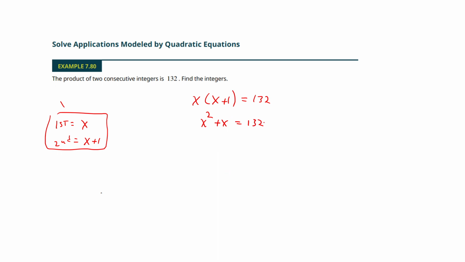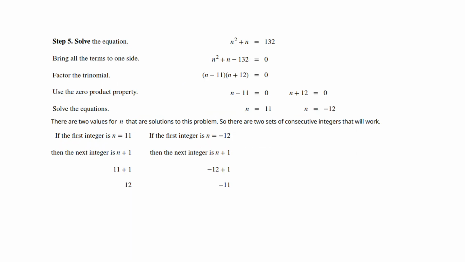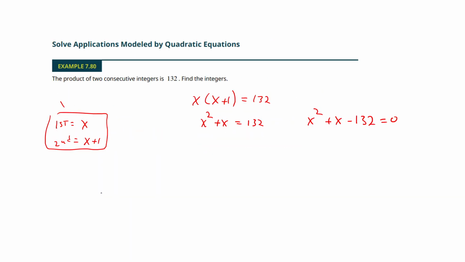Okay, now the only way we know how to do this, we have to get this to be equal to 0. So I'm going to swing the 132 to the other side. Okay, I wanted to see where we were at here. So we need now to find two numbers that multiply to get 132 and add together to get 12. We're going to factor this, and we're going to use the zero product property.